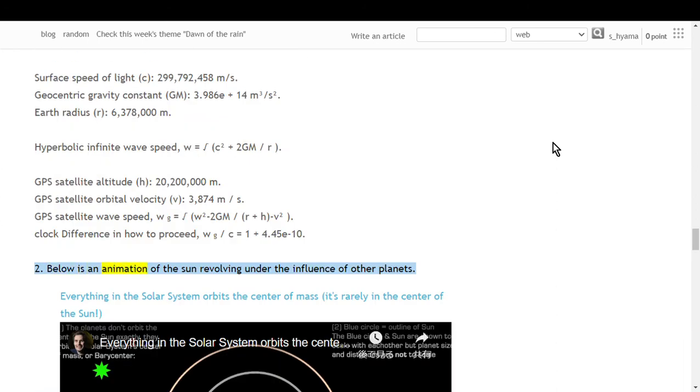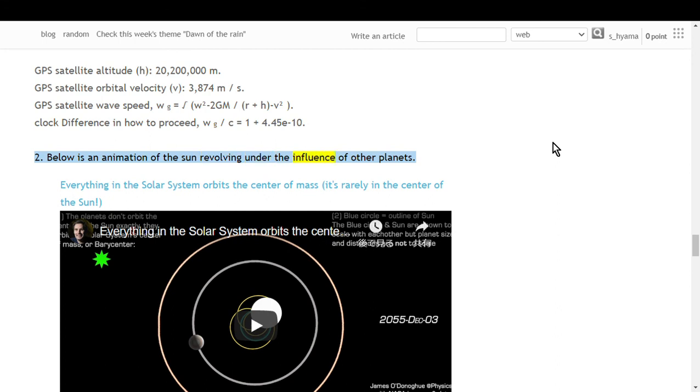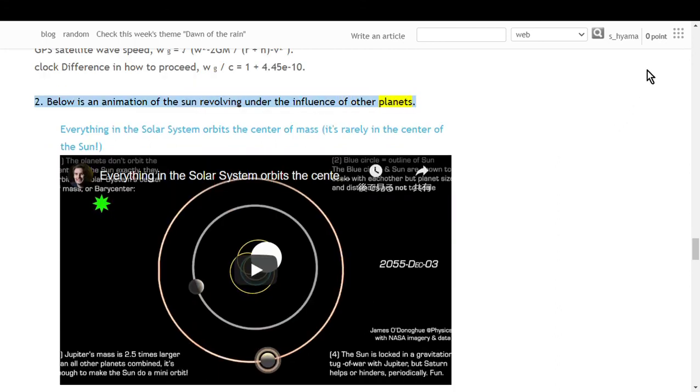2. Below is an animation of the Sun revolving under the influence of other planets. Everything in the solar system orbits the center of mass. It's rarely in the center of the Sun.